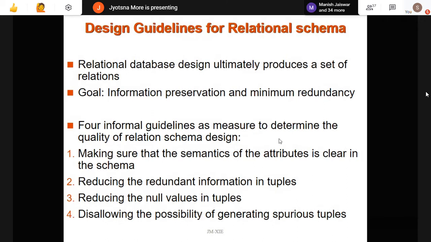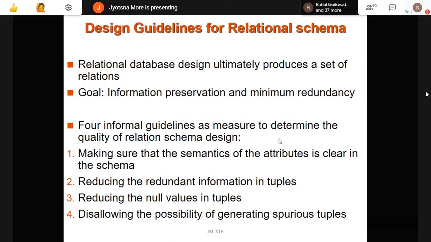Okay, so there are 4 basic informal guidelines for this relational schema design, which are listed over here. We will see those one by one in the next slides. Making sure that the semantics of the attributes is clear in the schema. Second, reducing the redundant information in tuples. Third, reducing the null values in tuples. And fourth is disallowing the possibility of generating spurious tuples. One by one we will go in detail, at least for your theory. This question is asked only for theory marks.